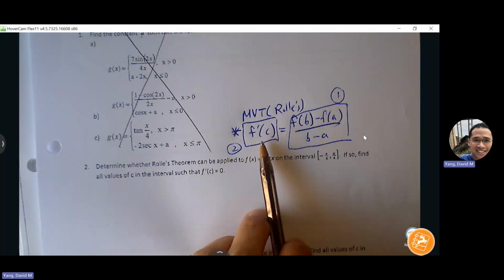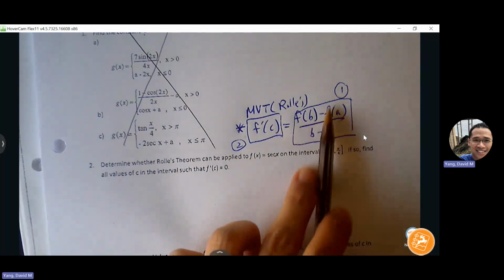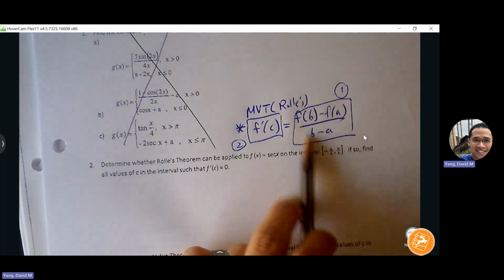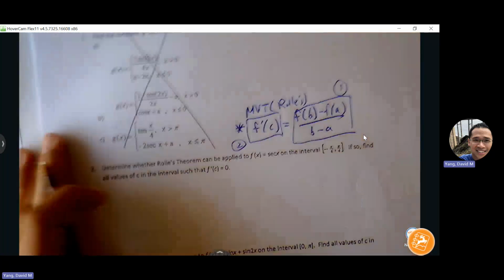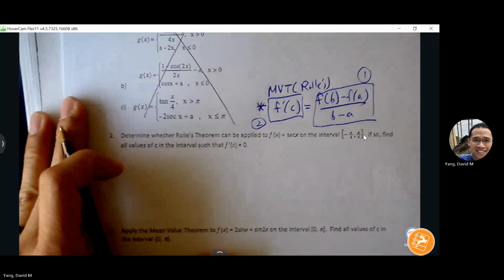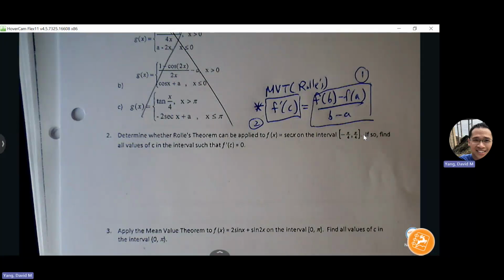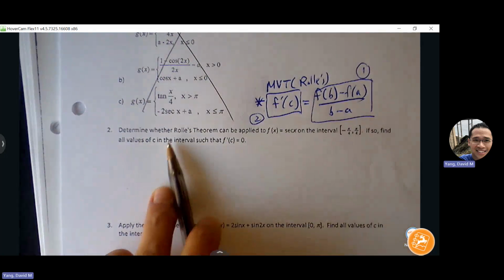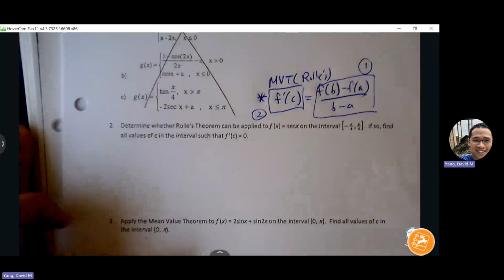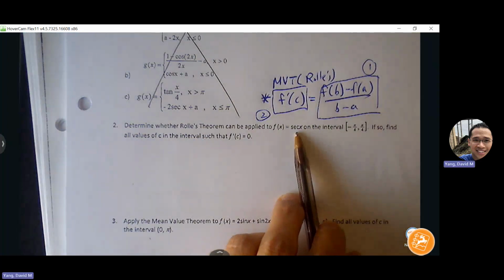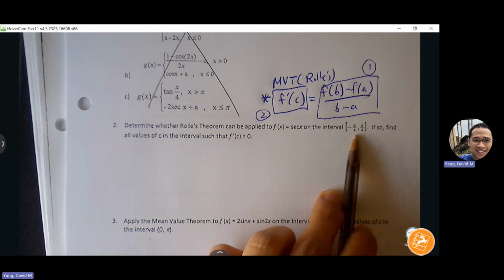Now, mean value theorem and Rolle's theorem are trying to guarantee a slope. And for anything slope related, we first have to ensure that the graph is continuous and differentiable. The ones I give you will be, so you just have to be able to state that to be true. Our function says determine whether Rolle's theorem can be applied. Secant does have vertical asymptotes, but it will be continuous on this closed interval.